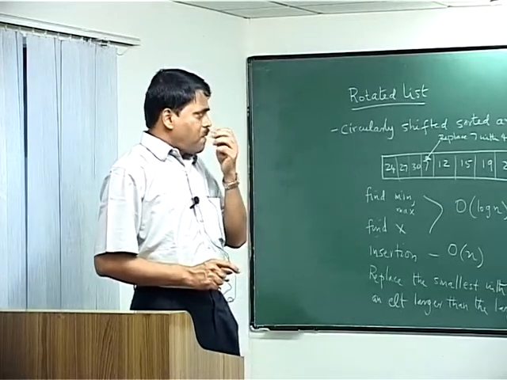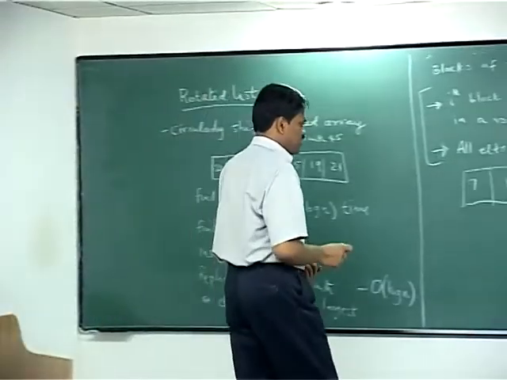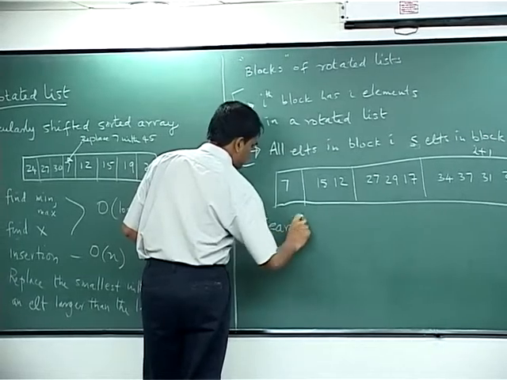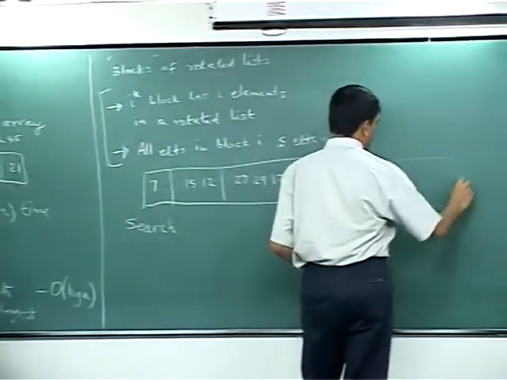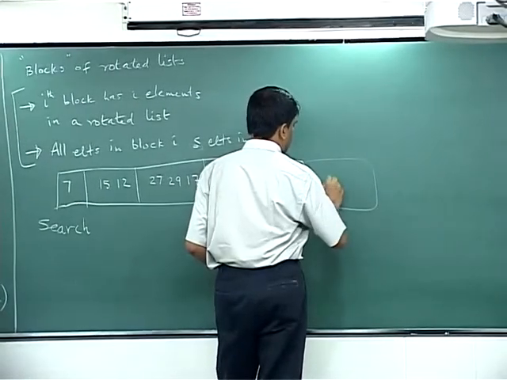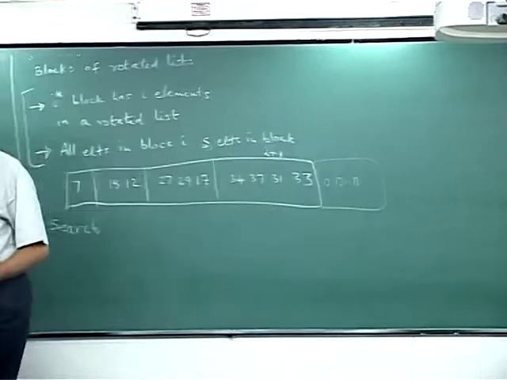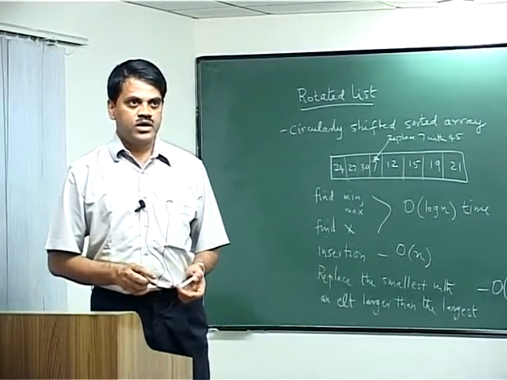Now, let's look at the standard dictionary operations. How much time does it take? How do I search? In general, I may have the last block with a few elements, not complete, because your n is not the sum of i. So I will have the last block which is not complete. Okay, questions?